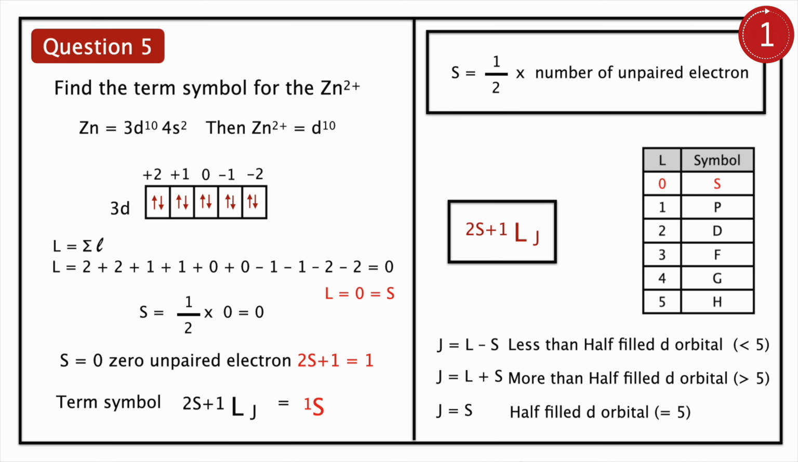The important thing is the completely filled orbital. If you calculate the total L value, one will cancel another, so you will get L equals 0. L equals 0 means an S system. Here there are no unpaired electrons, so S is 0 and 2S plus 1 is 1. So the term symbol 2S+1 L J is 1S. So the answer is D, 1S.